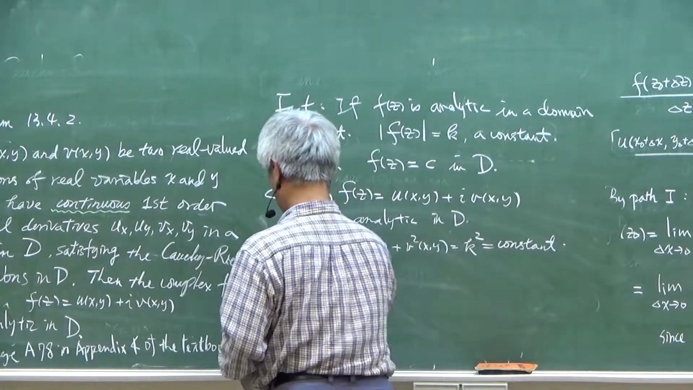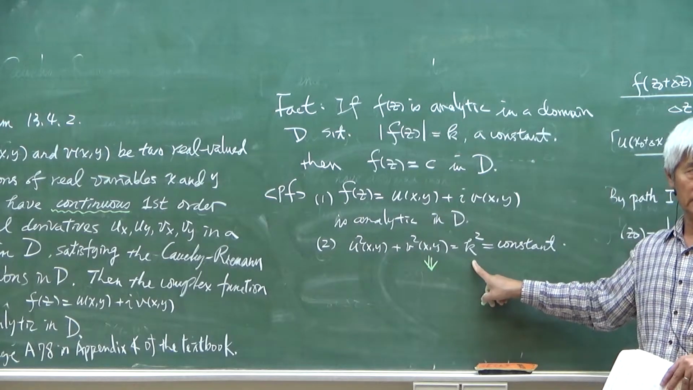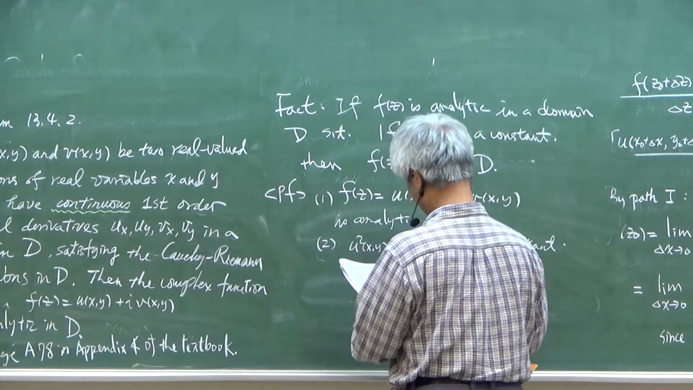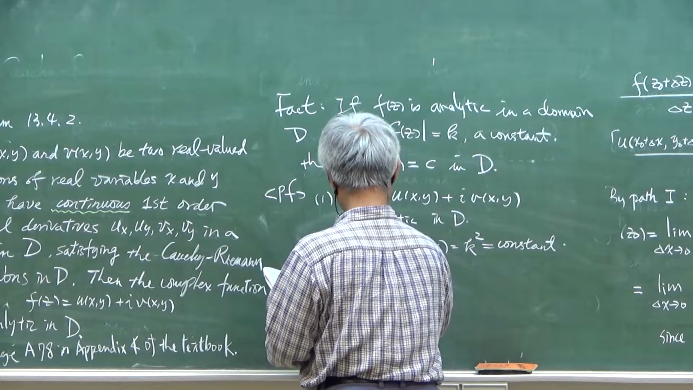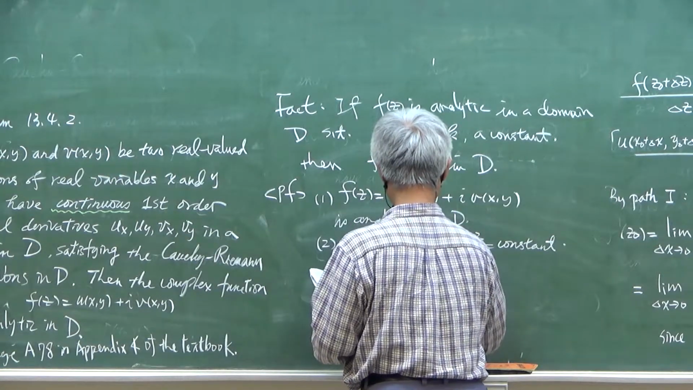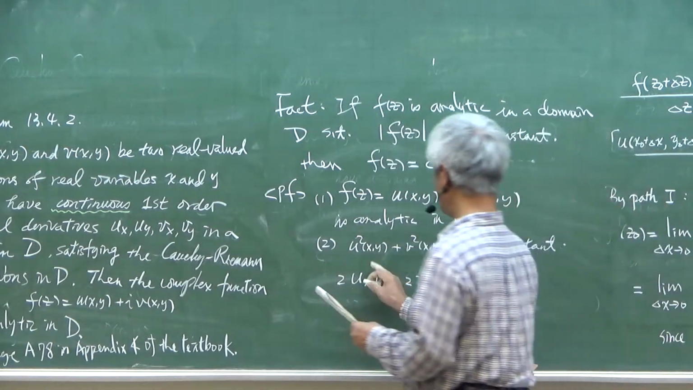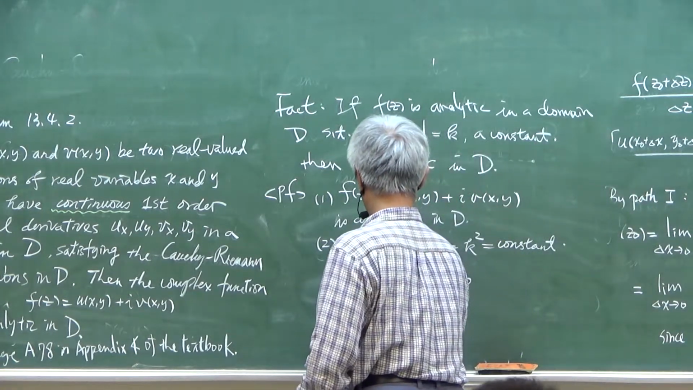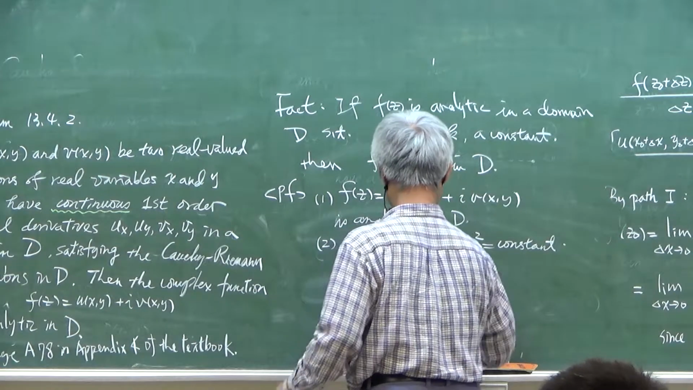Okay, so now from this equation, because this is an identity, when we take the partial derivative with respect to x, we get 2u ux plus 2v vx equal to 0. And when we take the partial derivative with respect to y, we get 2u uy plus 2v vy equal to 0.